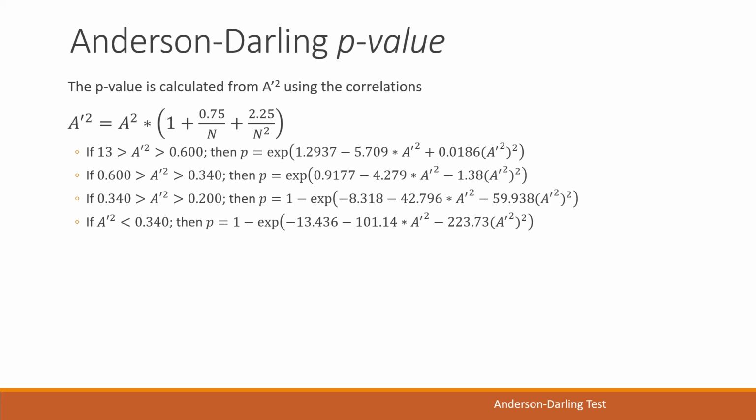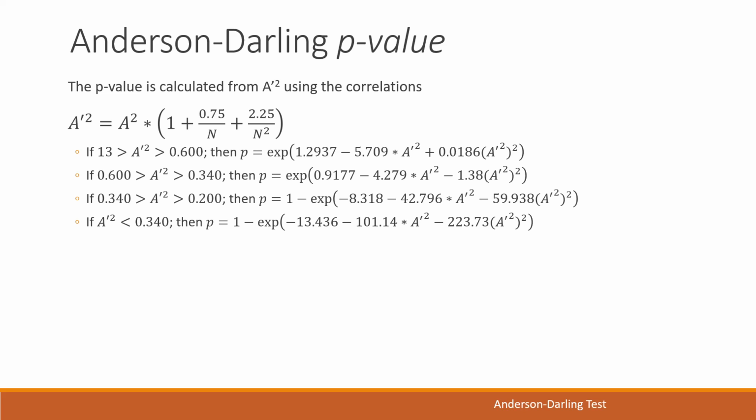We then use that to calculate the A prime, and how you do that is you multiply the AD test statistic by 1 plus 0.75 over the number of samples plus 2.25 divided by the number of samples squared. And then you use these correlations. You don't have to memorize any of this stuff. This is just helping you understand where these numbers come from. Depending on where it falls into these buckets here, less than 13, greater than 0.6, or all of these different buckets, you plug in your A prime, and then you solve to get your p-value.